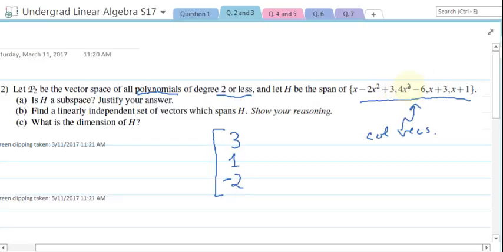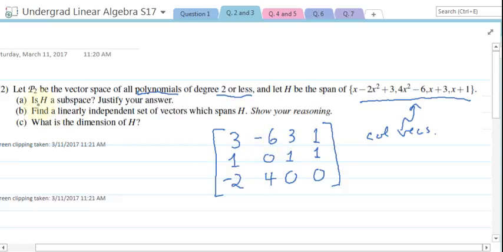Now for the second column, the constant coefficient is minus 6. Then we'd have 0, and then we'd have 4. And then the last one would be 3, 1, 0, and then 1, 1, 0. So I can write this as a set of columns like this.